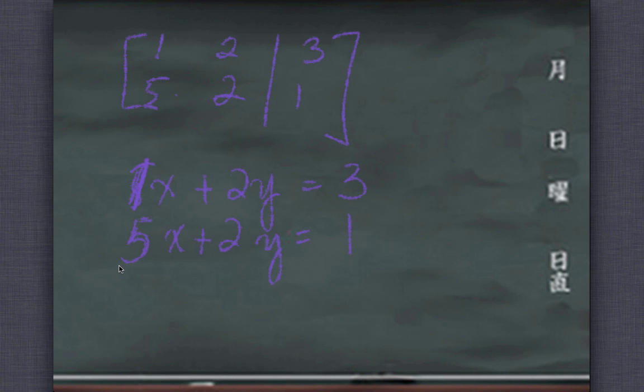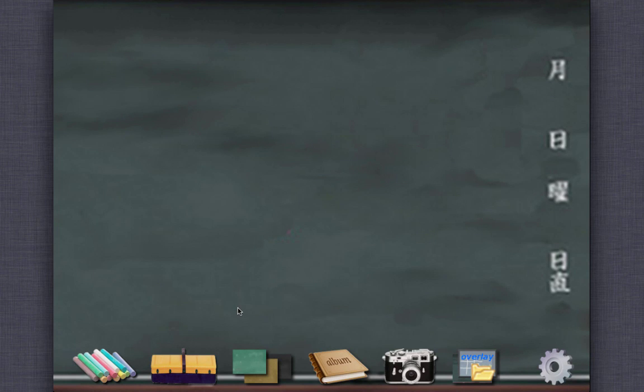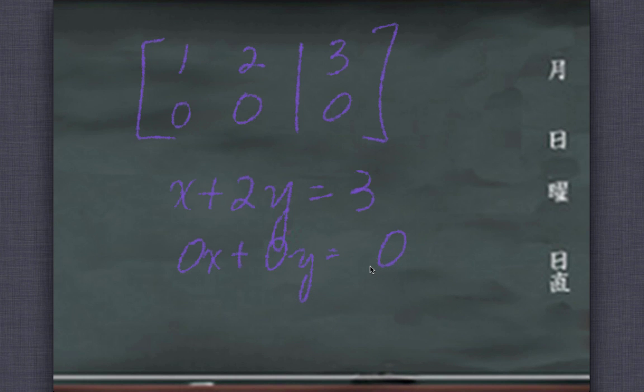Then if it instead has zeros in the first two spots, so we'll just look at two variables right now. So let's say we have 1, 2, 3, and then we have 0, 0, 0. Then that says x plus 2y is 3, and no x's plus no y's is 0, which for any x and y ought to be true. So this actually doesn't give us any information whatsoever.